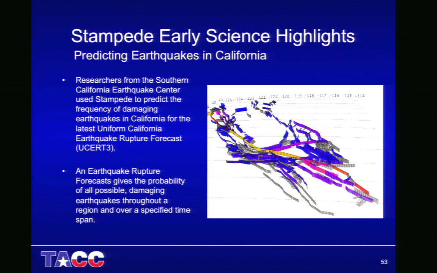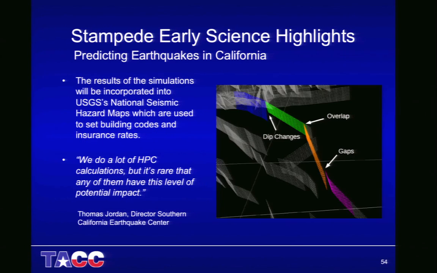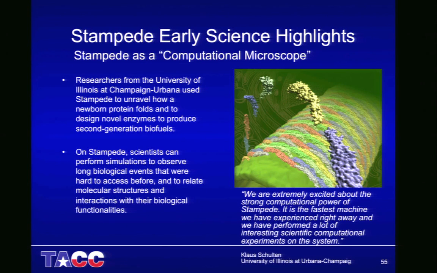One group is doing modeling of earthquakes. These are fault lines in California. And the interesting thing about these results is they're already being fed into the U.S. National Seismic Hazard Map. So results from the system are already going into some production data. That's from Tom Jordan in California.